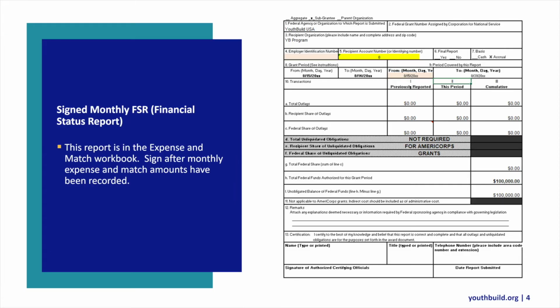The first document we check is your FSR, your financial status report. This report is in the expense and match workbook. It shows your recorded match and expense amounts after you enter them in the match and expense report. It must be signed every month.